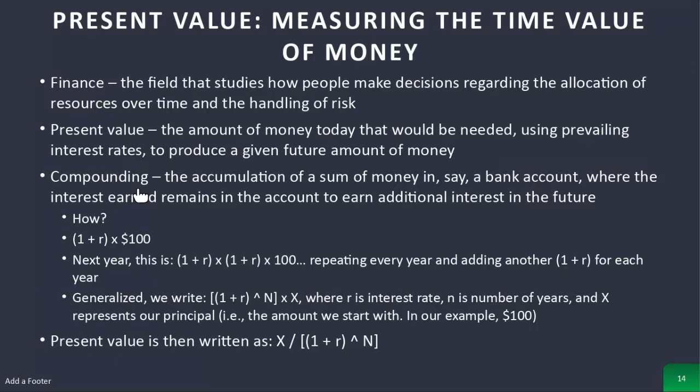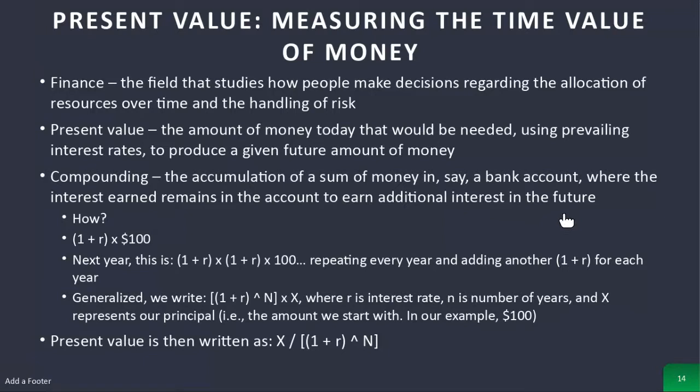It's so fascinating that when asked what he thought the most fascinating thing he learned was, Albert Einstein said it was the power of compounding. And basically, compounding is the accumulation of some money in, say, a bank account where the interest earned remains in the account to earn additional interest in the future.